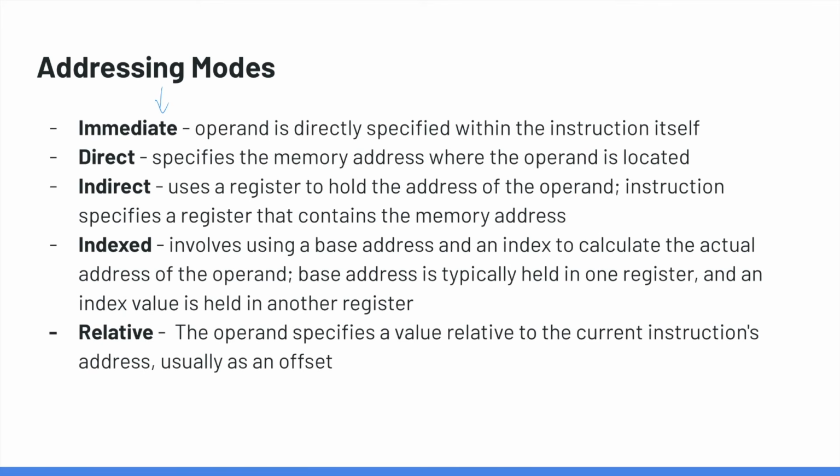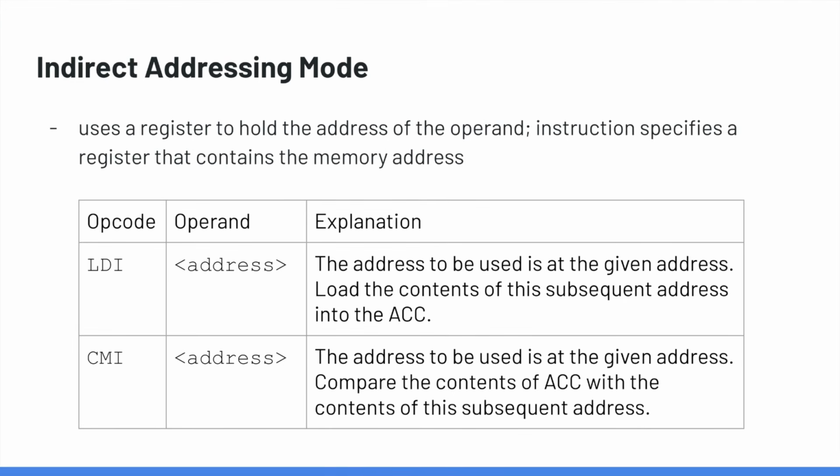Next, we have indirect addressing mode. With indirect addressing mode, we're using a register to hold the address of an operand. So the instruction specifies a register containing the memory address. If you look at indirect addressing right here, we didn't really work with this in our previous examples, but right here, for example, you have LDI followed by an address.